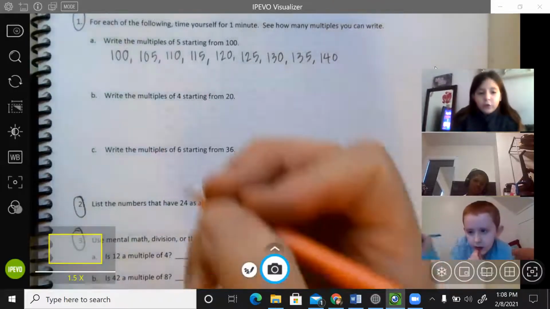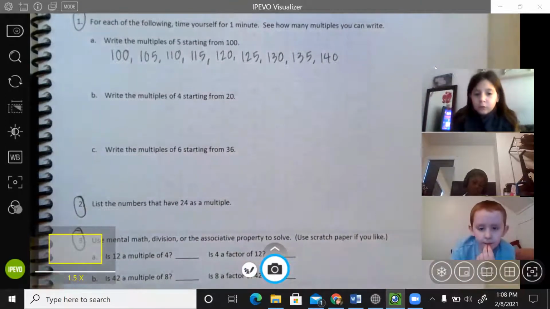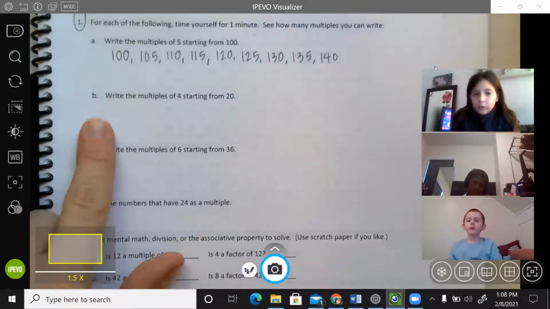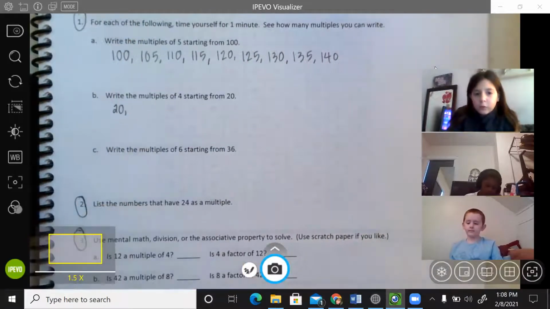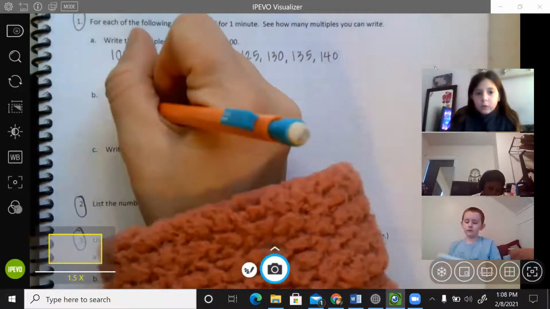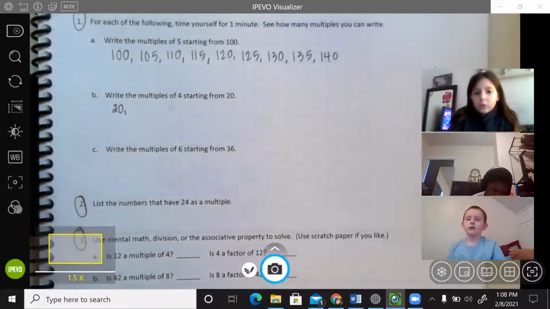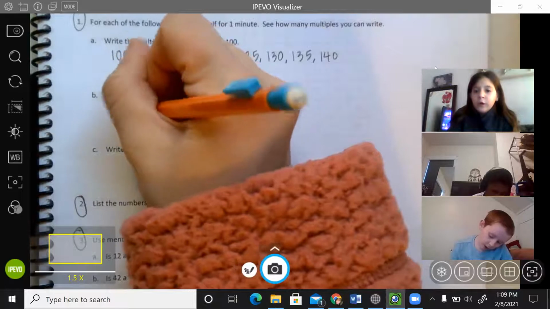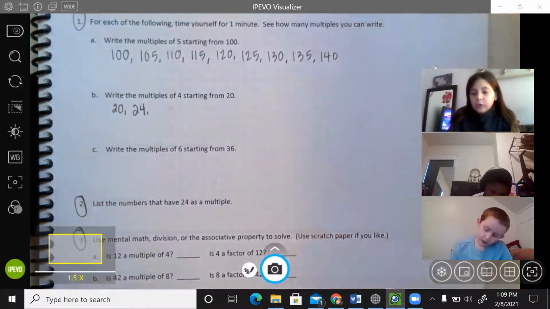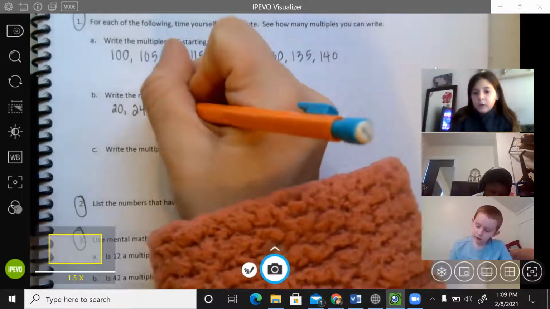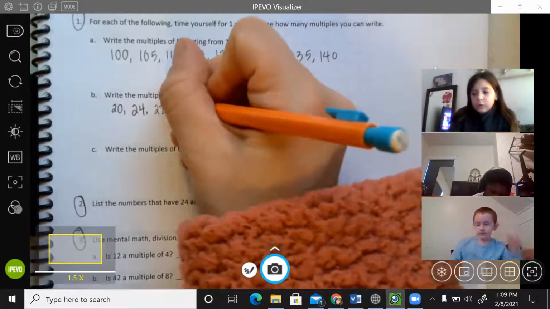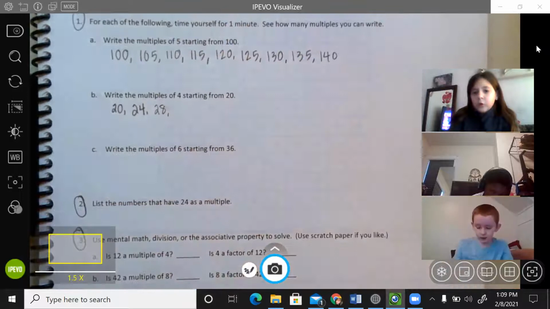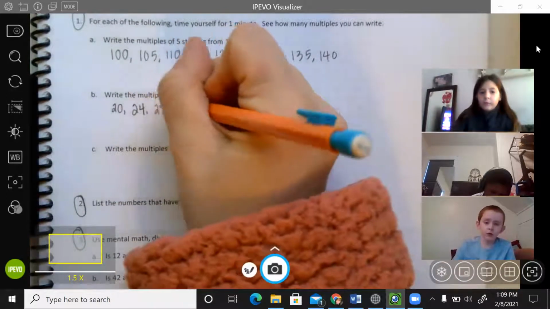Did you want me to do number 2? I'm gonna help you. So we're gonna start with the number 20. So if we're doing multiples of 4, what comes after 20? So think, what's 20 plus 4? What comes next? 24. And then add 4 more. 28, 4 more. 32. Keep going. 4 more.